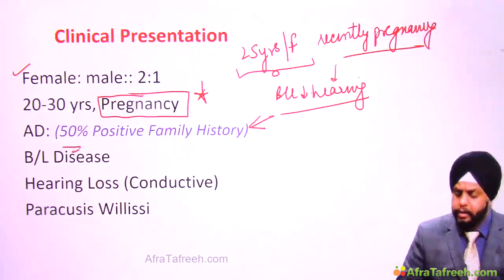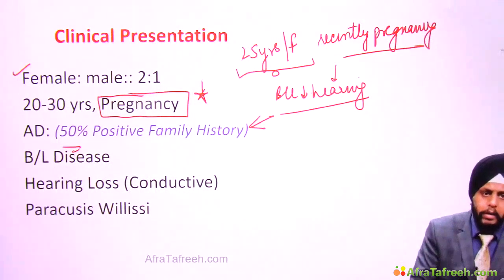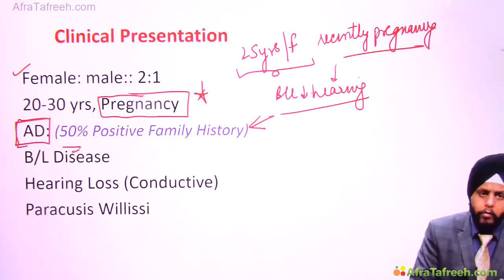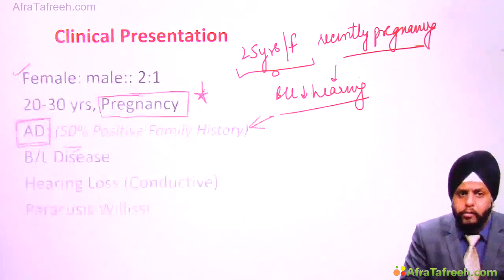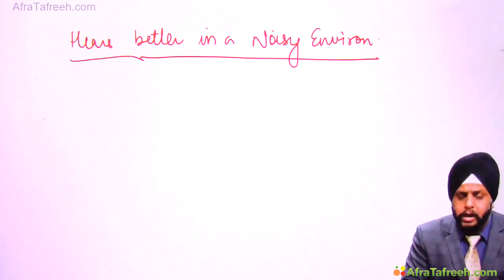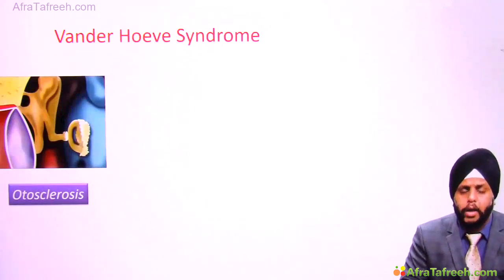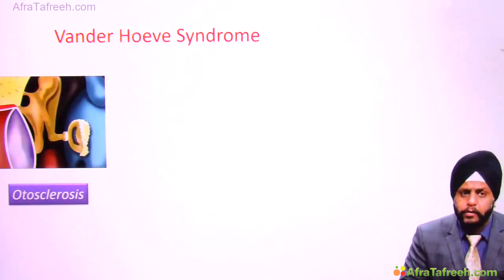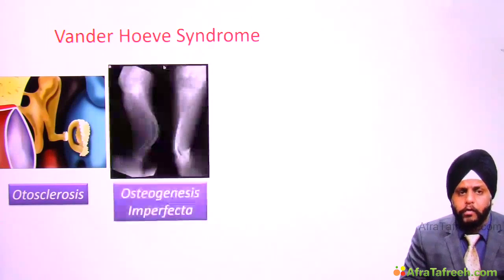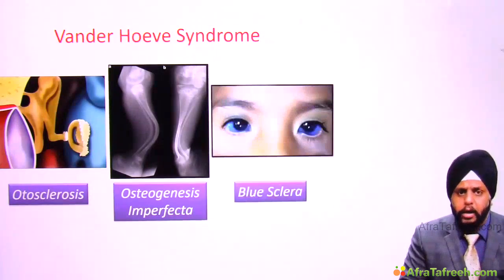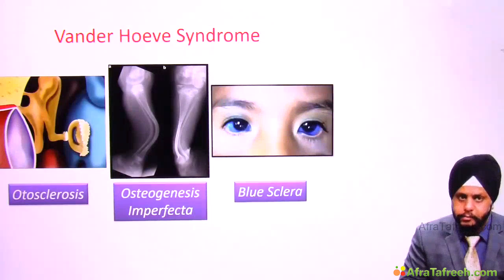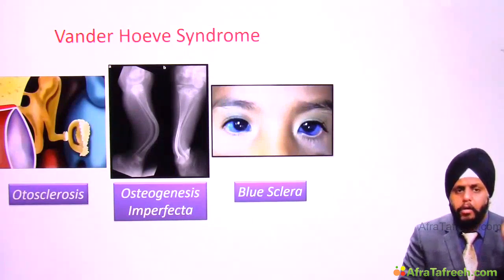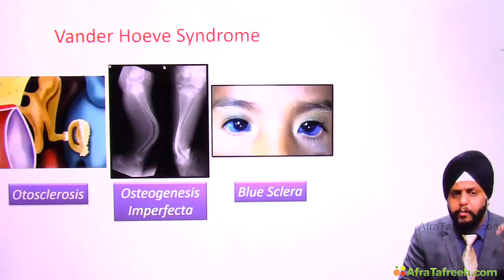Okay, now remember, this is an autosomal dominant disease. What is it? Autosomal dominant disease. So it is also seen in a syndrome that's known as van der Hoeve syndrome. Okay, what does van der Hoeve syndrome consist of? Van der Hoeve syndrome consists of otosclerosis, osteogenesis imperfecta, and blue sclera. Okay, three things: otosclerosis, osteogenesis imperfecta, and blue sclera.